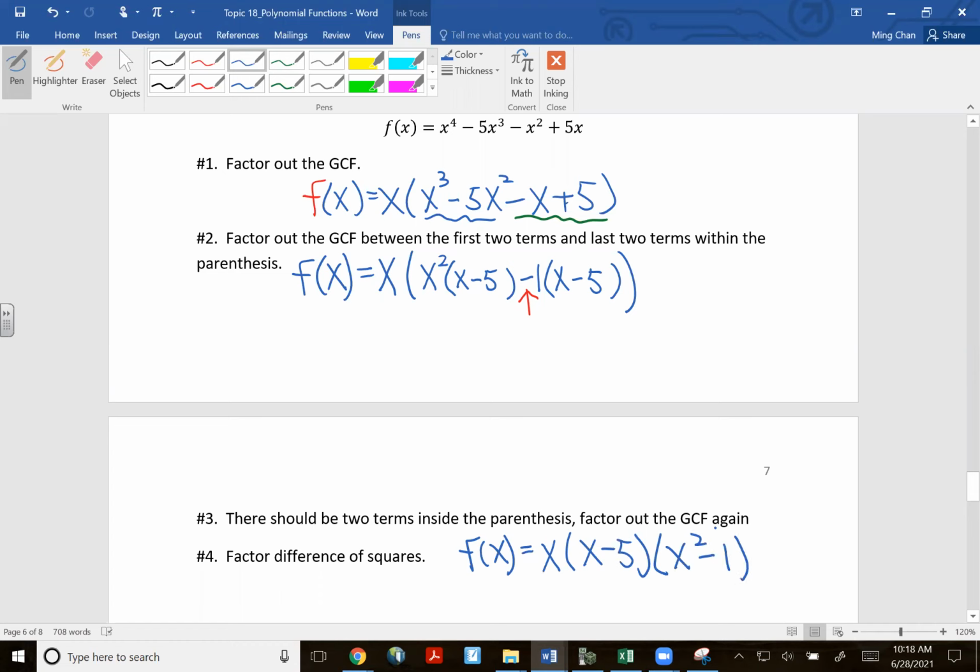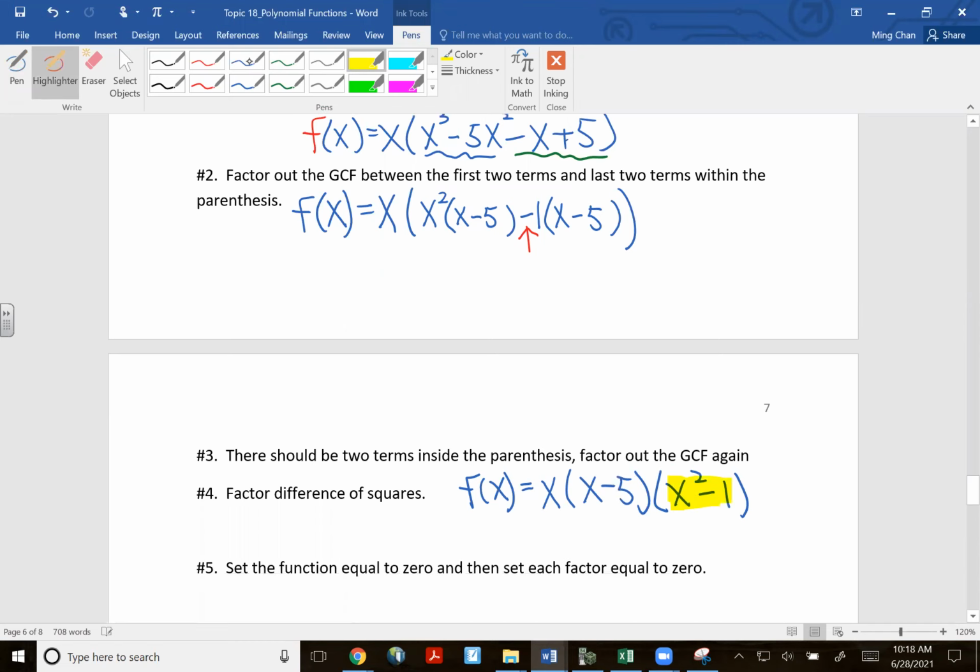So if I check inside the parentheses again, I see this is a difference of squares. Number 4 tells me to factor the difference of squares. My greatest common factor from earlier, x, is still x, with the x minus 5 I just came up with. Now the difference of squares should give me x plus 1 times x minus 1. All right, so I factored it completely.